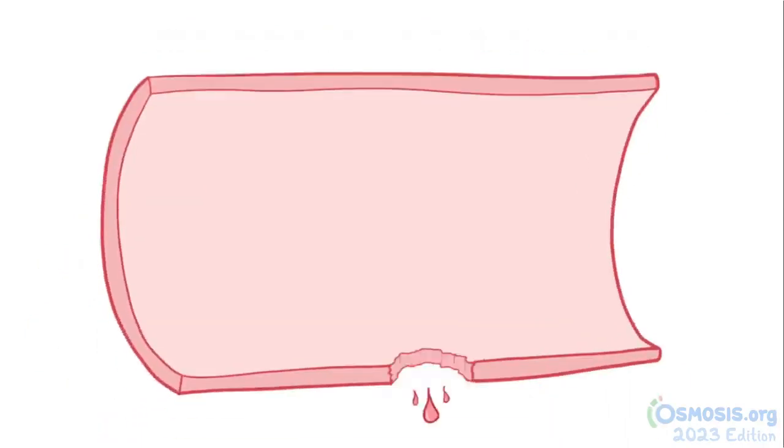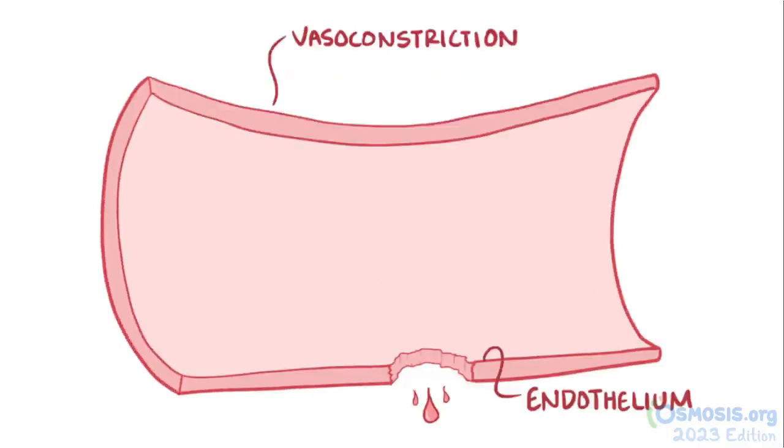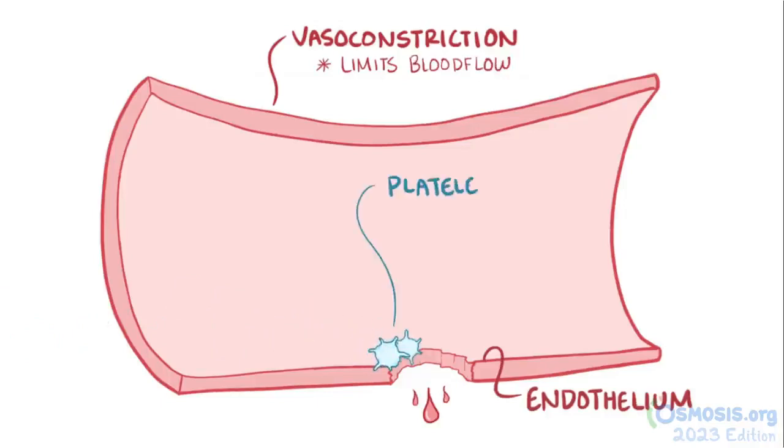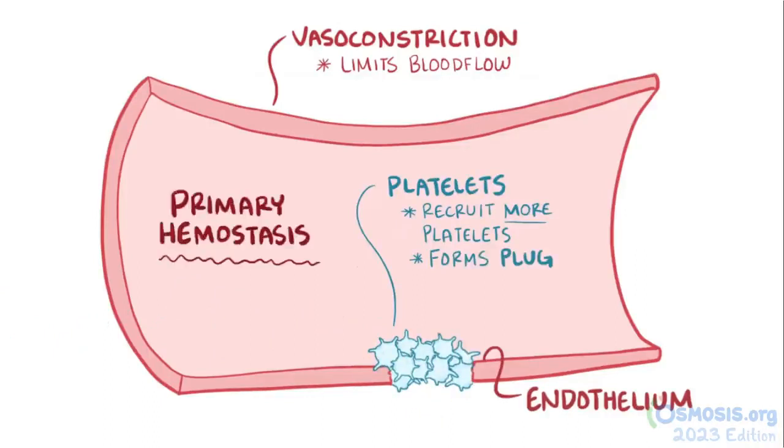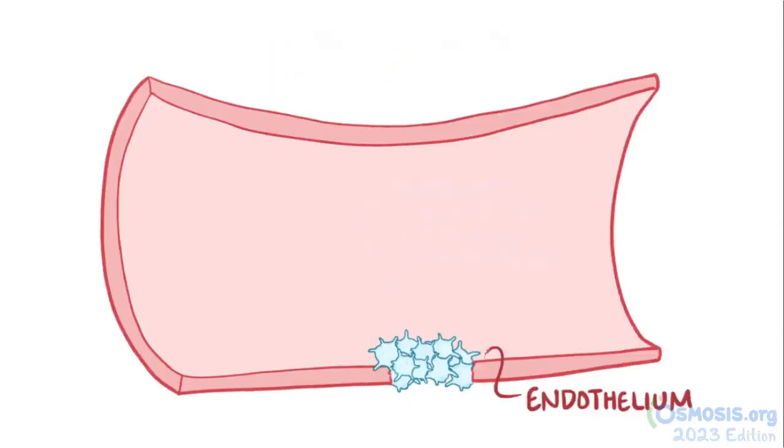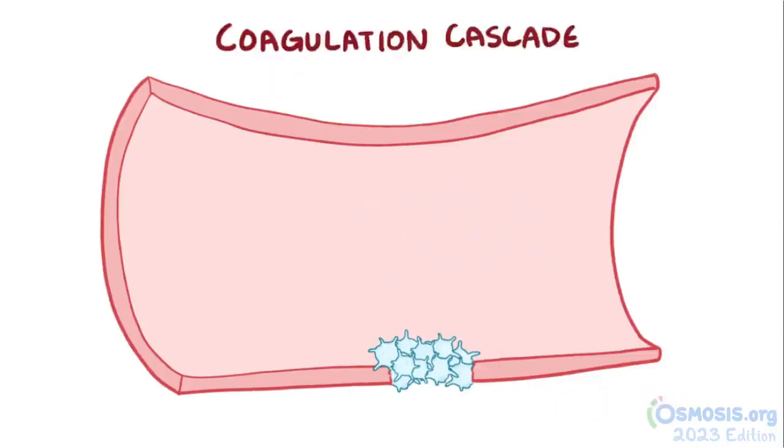Normally, after a cut and damage to the endothelium, or the inner lining of blood vessel walls, there's an immediate vasoconstriction or narrowing of the blood vessel, which limits the amount of blood flow. After that, some platelets adhere to the damaged vessel wall and become activated, and then recruit additional platelets to form a plug. The formation of the platelet plug is called primary hemostasis. After that, the coagulation cascade is activated.